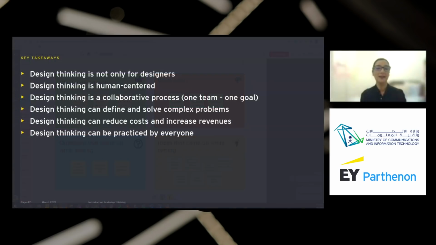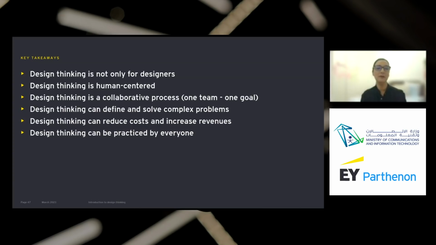So you can see through this process that design thinking is not only just for designers. Anyone can go through this methodology to get the best outcome for their game, for their product, for their business.